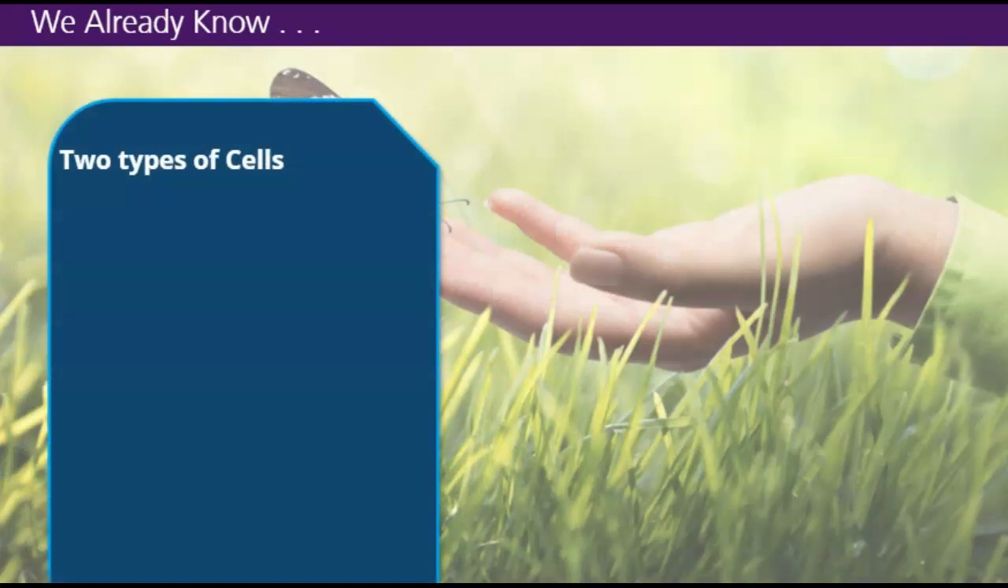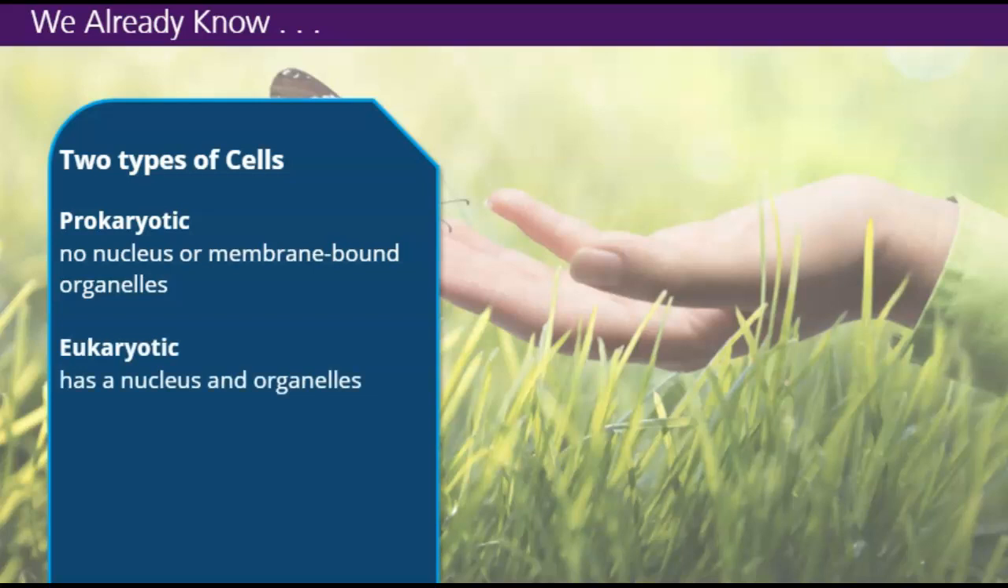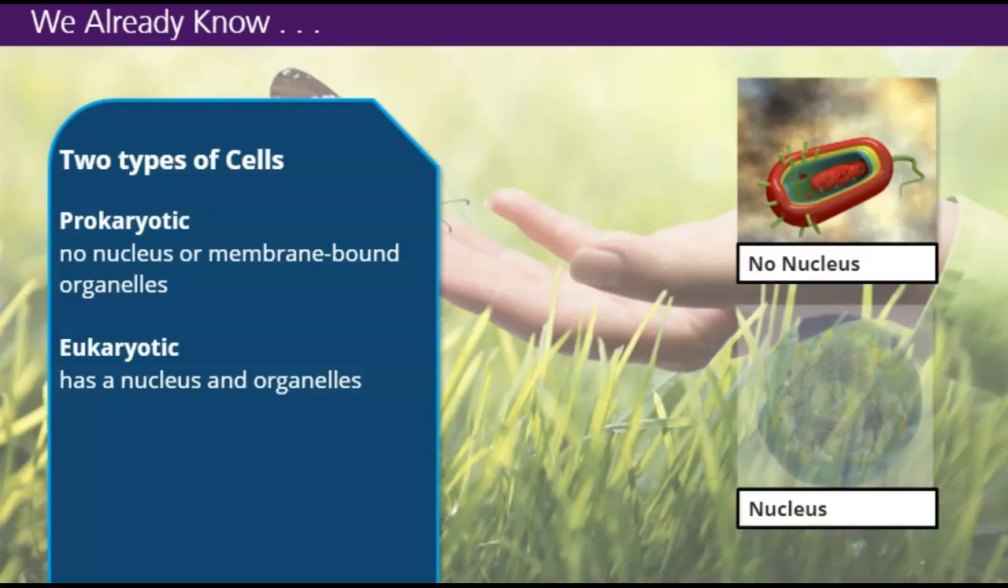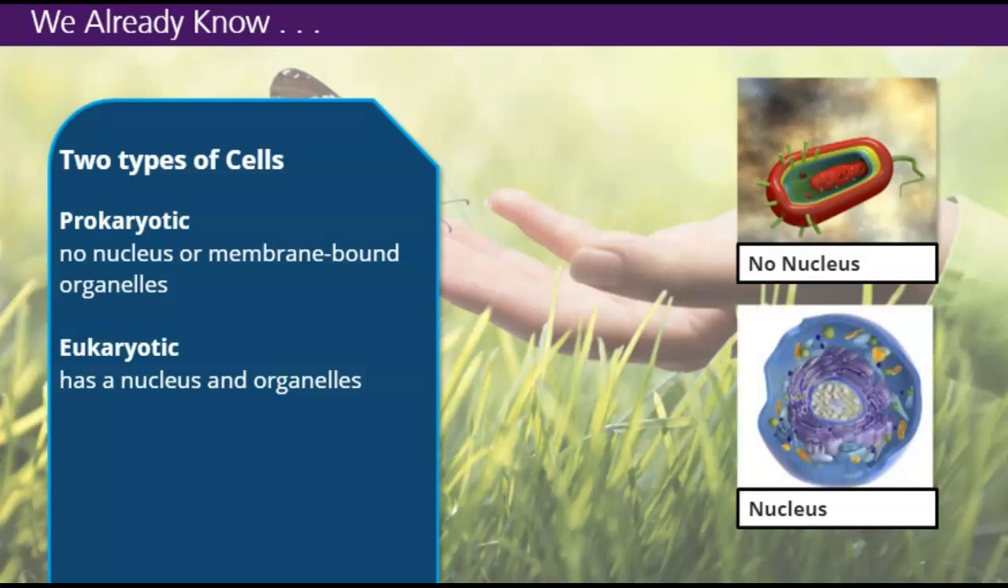There are two main types of cells, prokaryotic and eukaryotic. Prokaryotic cells include organisms like bacteria. The biggest distinction between the two cell types is the absence of a nucleus or other membrane-bound organelles in prokaryotes. However, for this tutorial, we will focus on the eukaryotic cells.